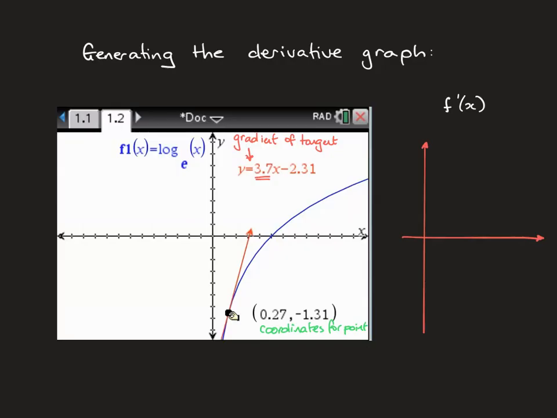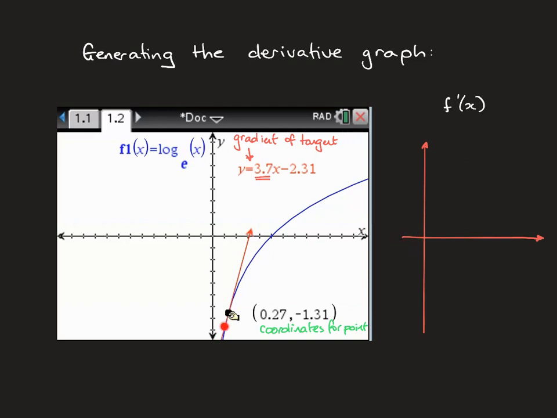So again, I'm going to move this point along this log curve here, and we're going to track the position of the point. These are the coordinates of this point here. We're also going to look at the gradient of the tangent as we go. You can see that the log function does not exist for x values that are 0 or below, so our derivative graph isn't going to have any values over here.